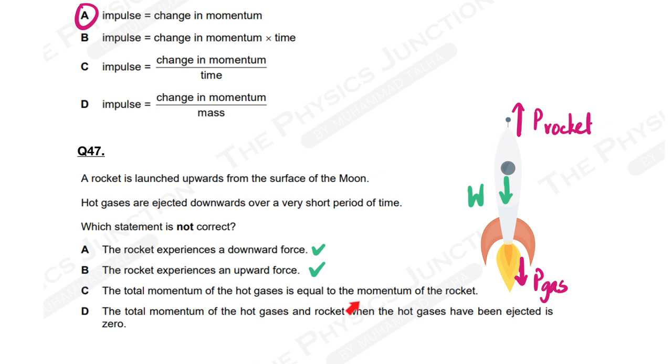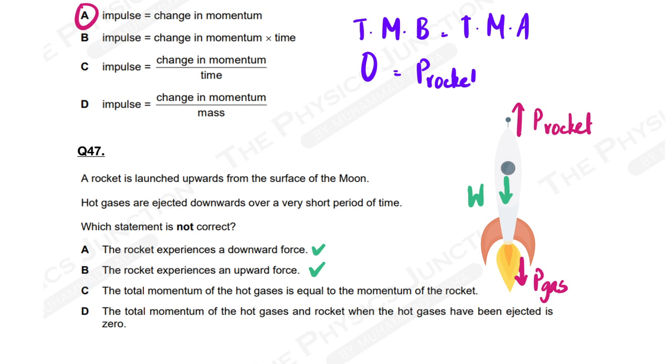Total momentum of hot gases is equal to the momentum of the rocket. Now this looks very tempting because we know by conservation of momentum, the momentum of the rocket and the momentum of the gas must be equal, because if the rocket is launched upwards first, there is no total momentum before, right? So if I write this out, total momentum before equals total momentum after. So I would say that the total momentum before is 0, and I would say the momentum of the rocket plus the momentum of the gas would be equal to 0. So it might be tempting to say that the momentum of the rocket and the momentum of the gas should be equal.